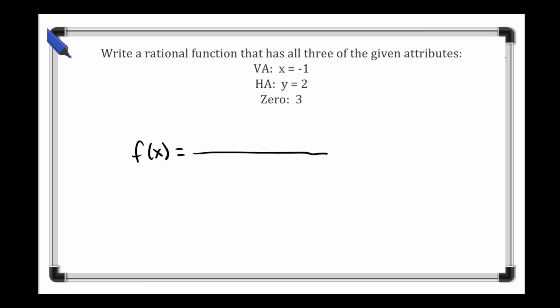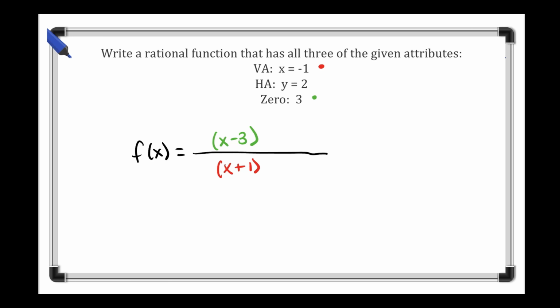So we're going to look at the vertical asymptote. x is -1, so vertical asymptotes should always be in the denominator. So the factor would be x plus 1. If you are given a zero, the zeros you always get from the numerator. So the zero of 3 comes from x minus 3.